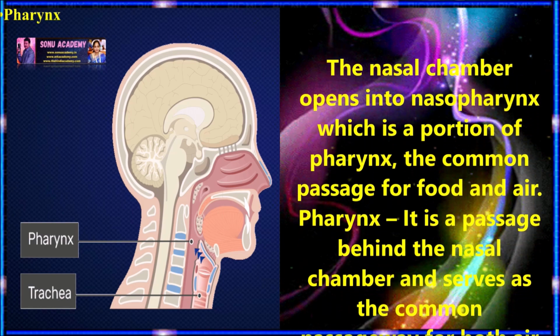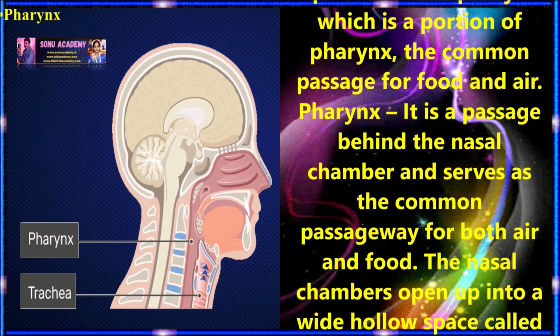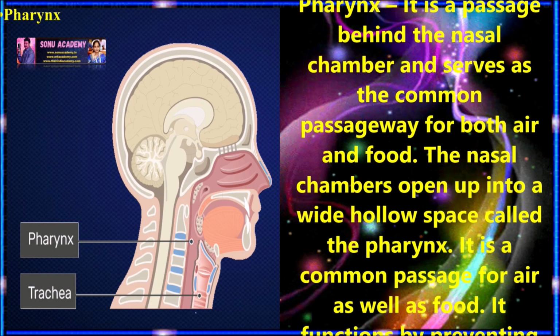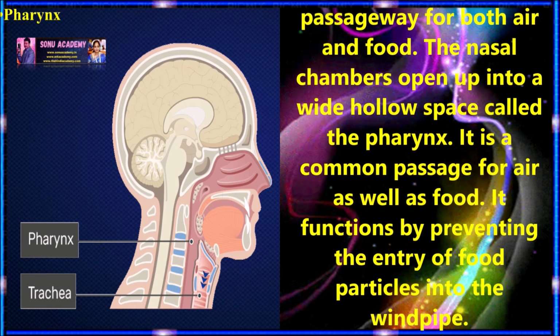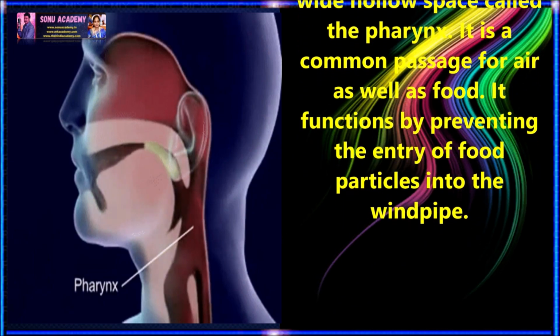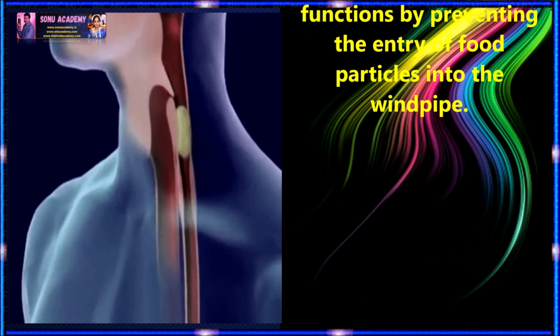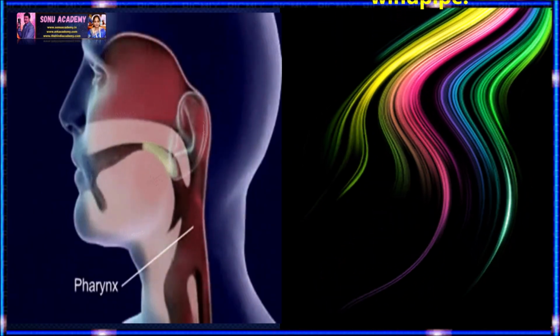Now let us discuss the pharynx. The pharynx is a passage behind the nasal chamber and serves as the common passageway for both air and food. The nasal chambers open into a wide hollow space called the pharynx. It is a common passage for air as well as food, as we discussed earlier. It functions by preventing the entry of food particles into the windpipe.